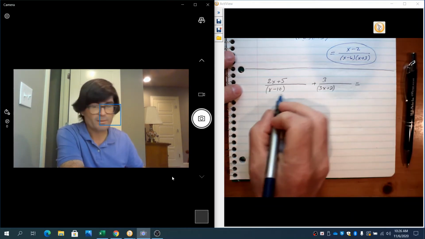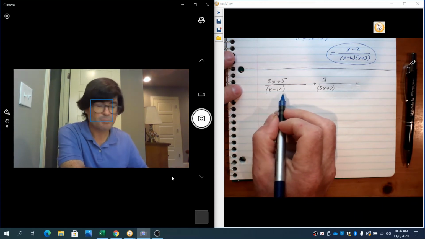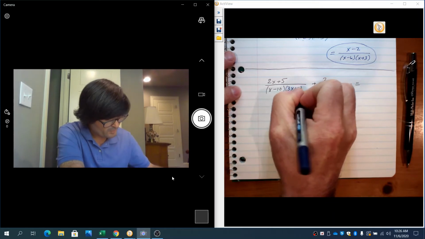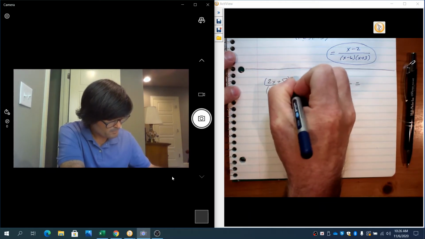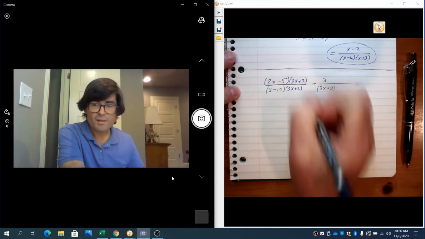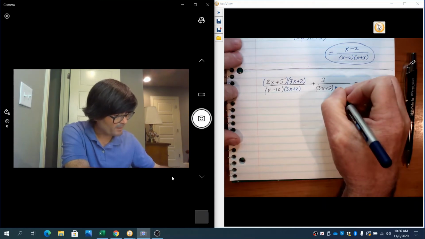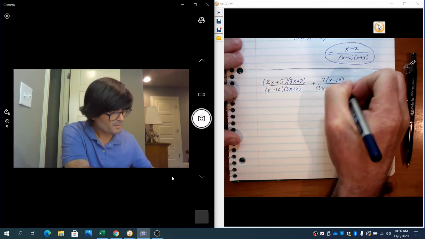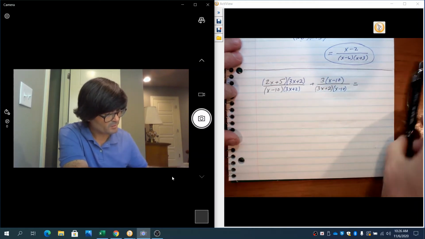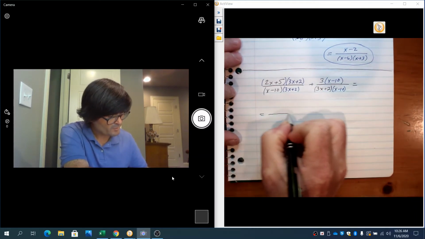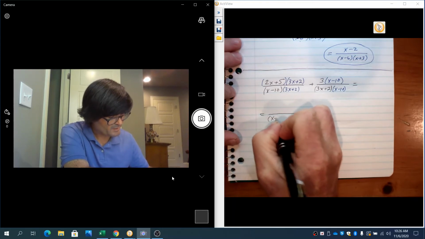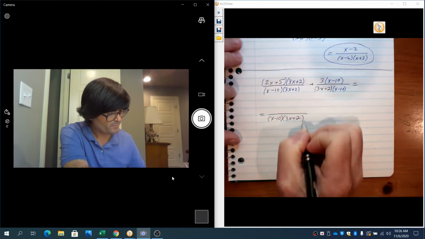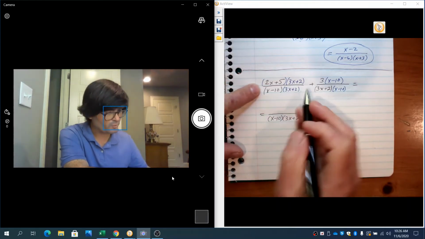So here, I would like to have an x minus 10 and a 3x plus 2, so I'm going to just multiply by 3x plus 2 there. And over here, I'm going to multiply by x minus 10. And now I have a resulting common denominator. We'll just write this currently as x minus 10 times 3x plus 2. On top, we have a FOIL situation on our hands.